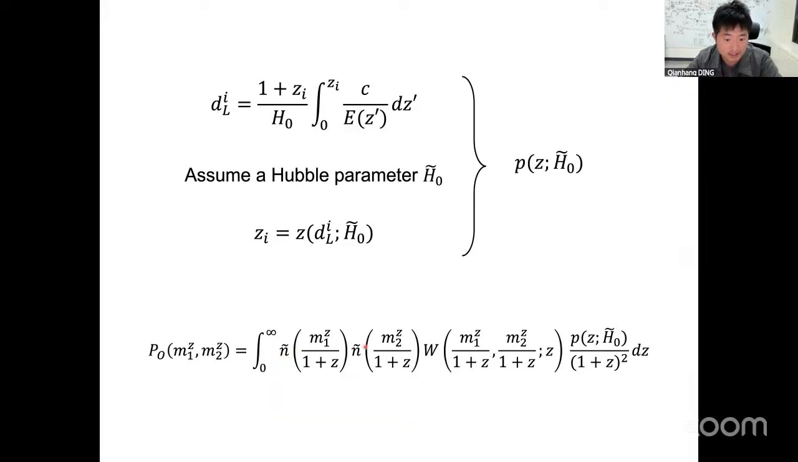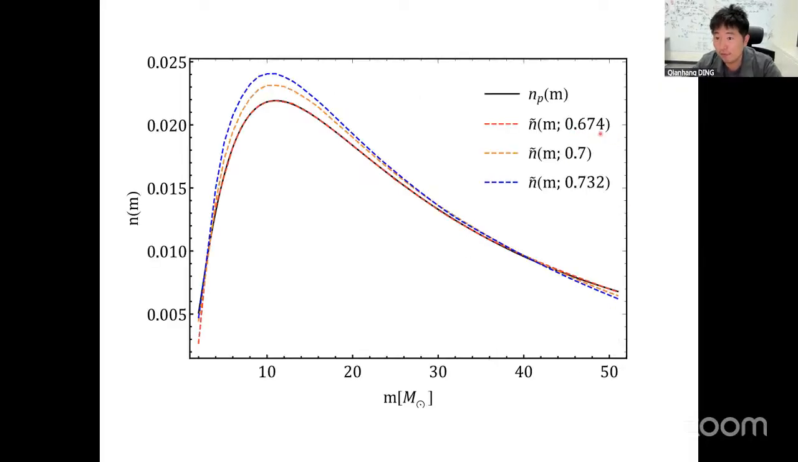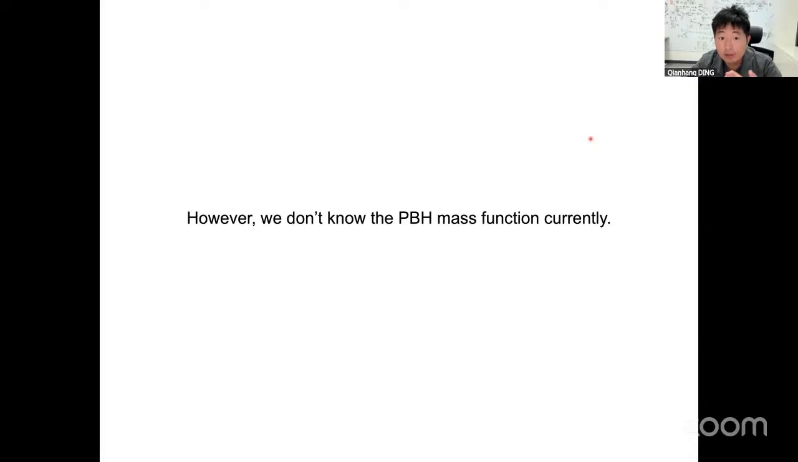Of course, this mass function depends on this redshift distribution and on this assumed value of the Hubble parameter. Therefore, if we assume different values of the Hubble parameter, this is our obtained PBH mass function. You can find that for different assumed values of the Hubble parameter, they behave differently. So if in the future, theoretically or observationally, we can know the PBH mass function and compare it with this Hubble parameter dependent mass function, it can help us determine the true value of the Hubble parameter. However, currently we do not know the PBH mass function, so this is the bad news. But in the future, maybe we will have some method.